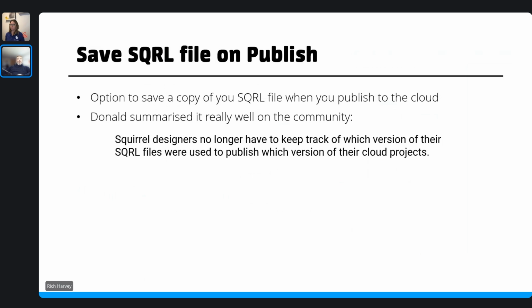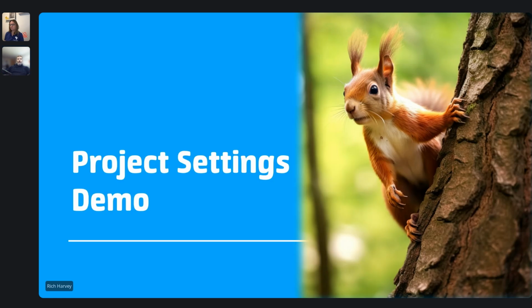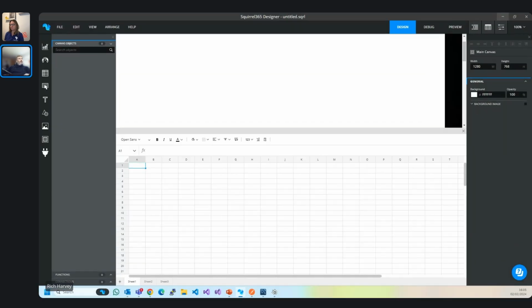So Donald did a really good post on the community and summarized it really well. Squirrel designers no longer have to keep track of which version of their Squirrel files were used to publish which version of their cloud product, and that's exactly why we introduced this capability. It's accessed from either the project manager or the version manager, which we'll have a look at in a second, and you'll see a new download button for projects that have got the Squirrel file attached to them. So let's jump in and have a look at those then.